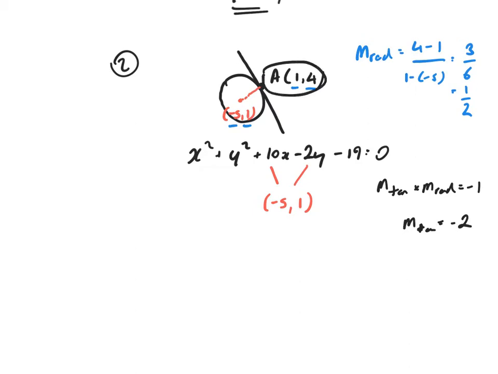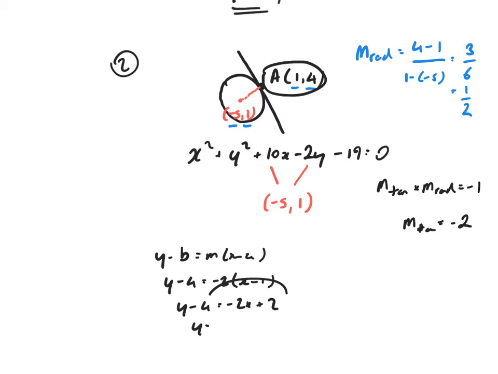There's the point that lies on the tangent. y − b = m(x − a). That's y − 4 = −2(x − 1). y − 4 = −2x + 2, and that's y = −2x + 6. Final answer. Okay, next question.